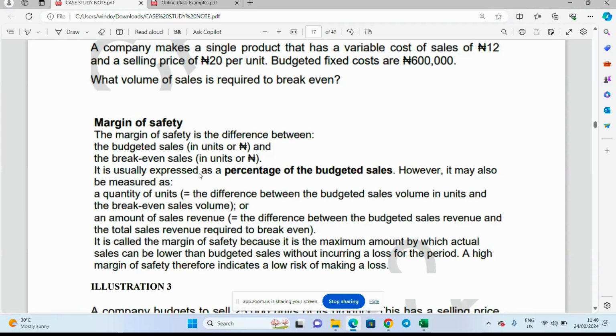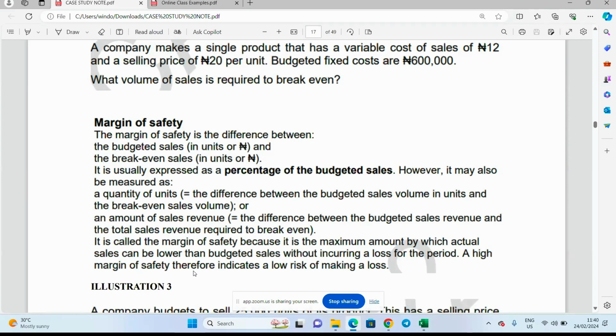It is usually expressed as a percentage of budgeted sales. However, it may also be measured as a quantity of units, the difference between the budgeted sales volume and break-even sales volume. An amount of sales revenue is equal to the difference between budgeted sales revenue and the total sales revenue required to break even. It is called the margin of safety because it is the maximum amount by which actual sales can be lower than budgeted sales without incurring a loss for the period. A higher margin of safety therefore indicates a low risk of making a loss.